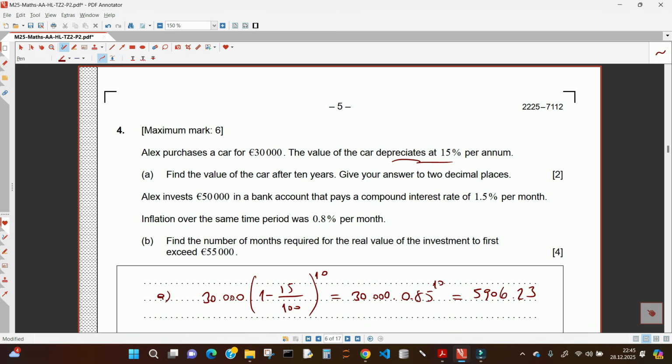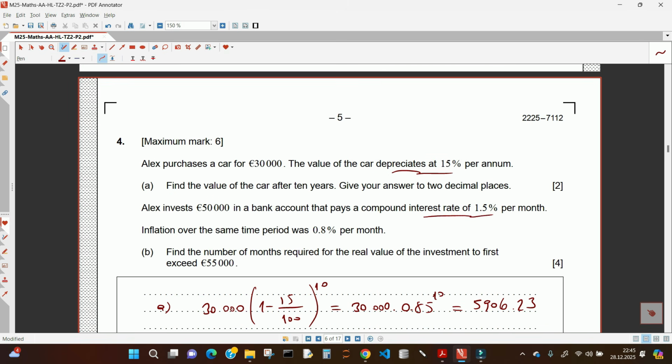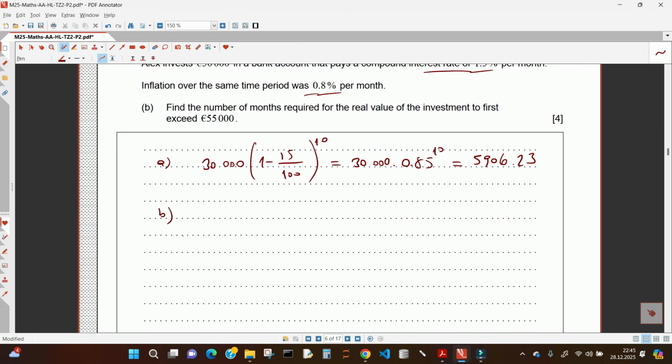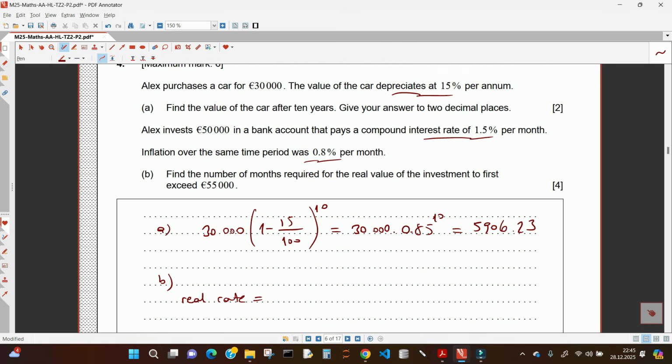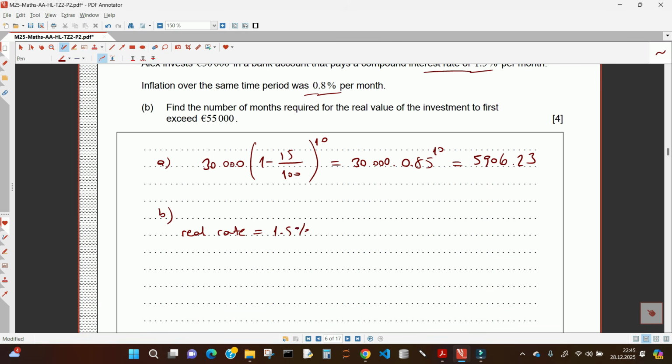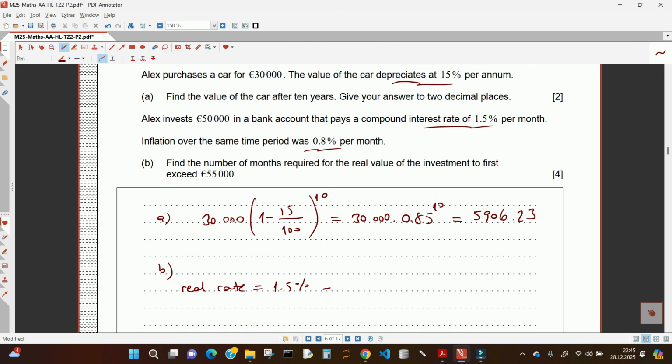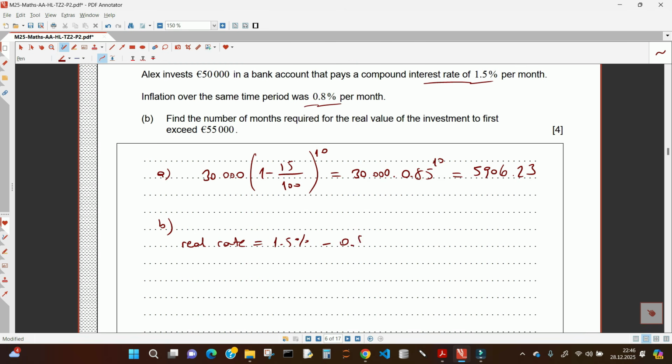Yeah. The second question is: Alex invests 50,000 euro in a bank account that pays a compound interest rate of 1.5% per month. Inflation over the same time period was 0.8% per month. Find the number of months required for the real value of the investment to first exceed 55,000 euro. So we know that the compound interest rate is 1.5%, but at the same time period the inflation is 0.8%, which means that to find the real rate, we're going to subtract 0.8% from 1.5%, right? So the real rate is 0.7%.